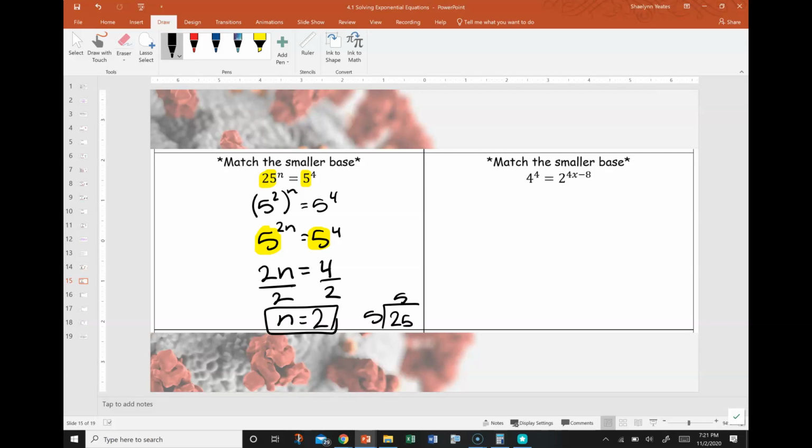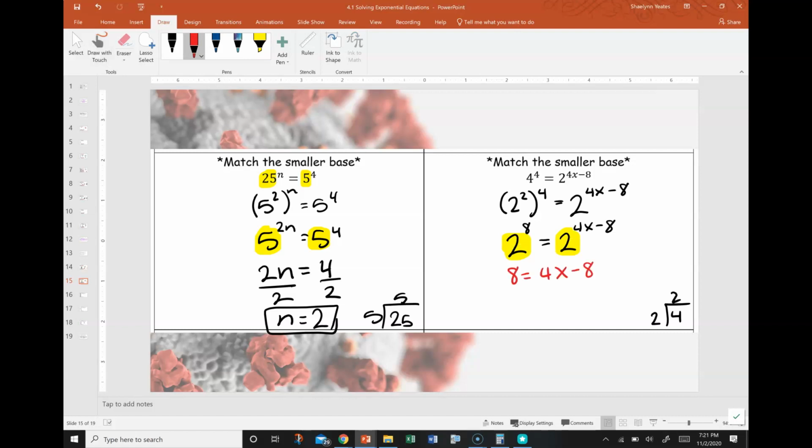Beautiful. And again, here we want to match the smaller base. So we're going to take 4 and divide it by 2. We find out that 4 is two 2's. So we've got 2 squared, and there's a 4 out here, equals 2 to the 4x minus 8. So this becomes 2 to the 8th, since 4 times 2 is 8. So we've got 2 to the 8th equals 2 to the 4x minus 8. Do the bases match now? We've got a 2 here and a 2 here. They do. So we can say 8 equals 4x minus 8.